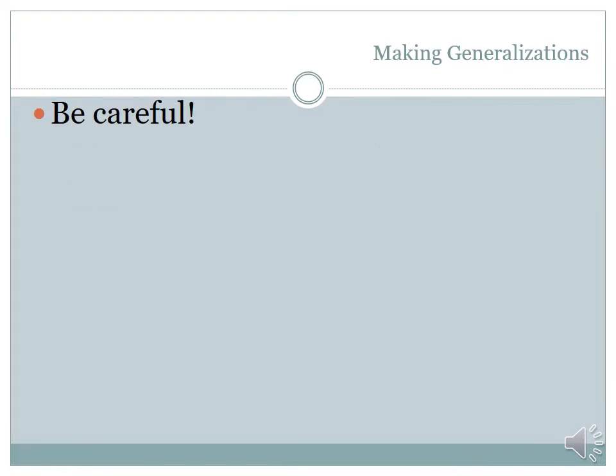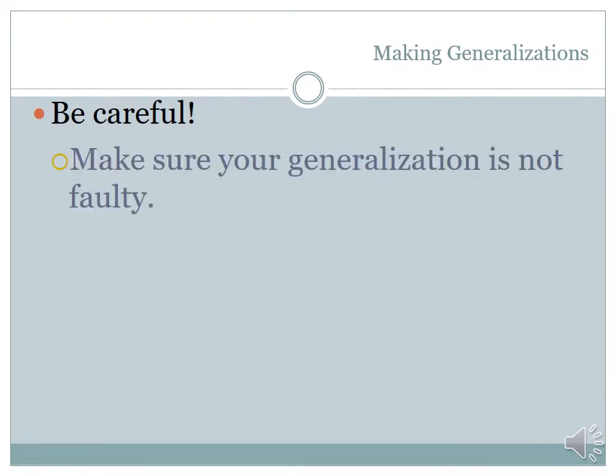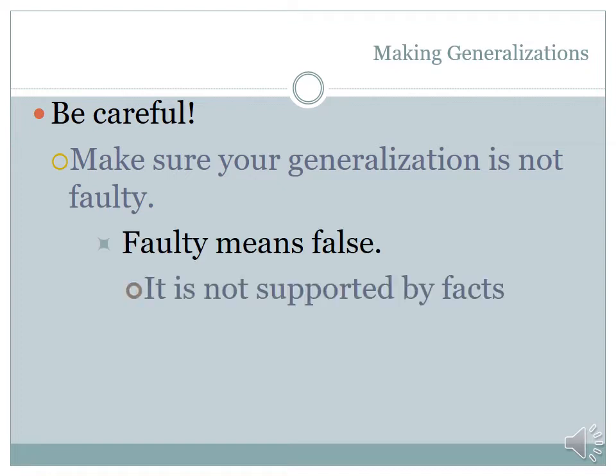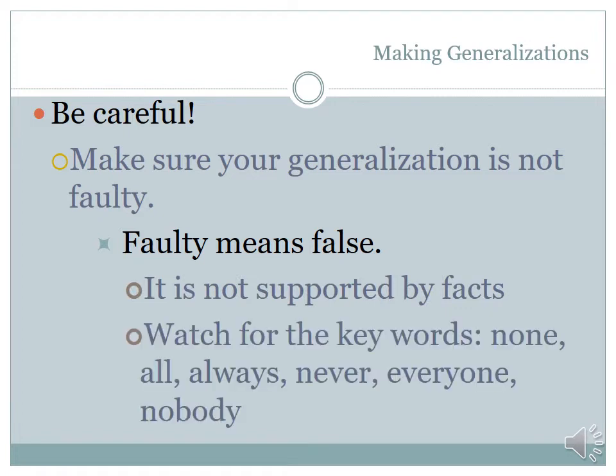Then we also need to be careful when making generalizations. Make sure your generalization is not faulty. Faulty means false. It is not supported by facts. Watch for the keywords none, always, never, everyone, and nobody. These are the keywords that you need to watch over so that your generalization will not be faulty. Faulty means false. Okay, that is how you make generalizations.